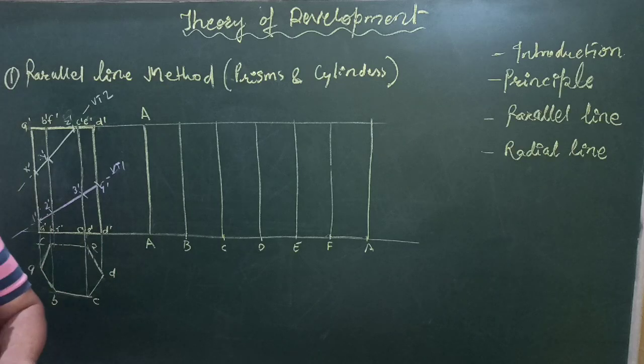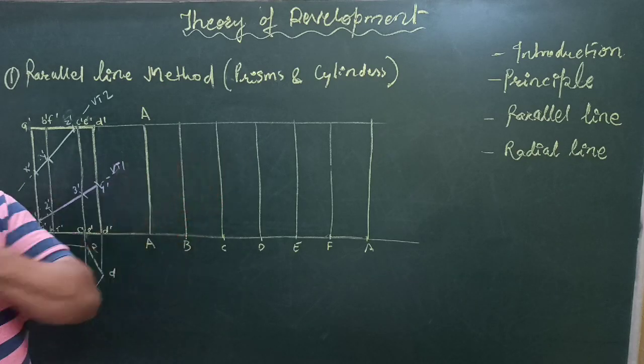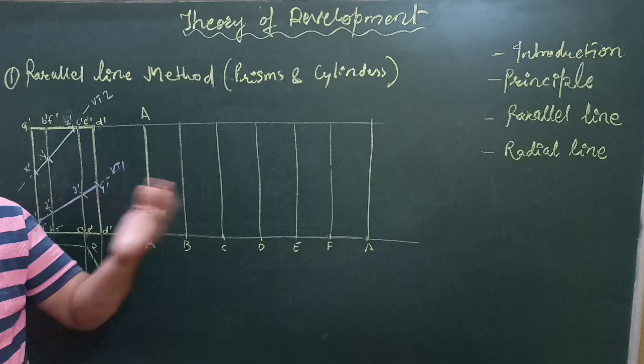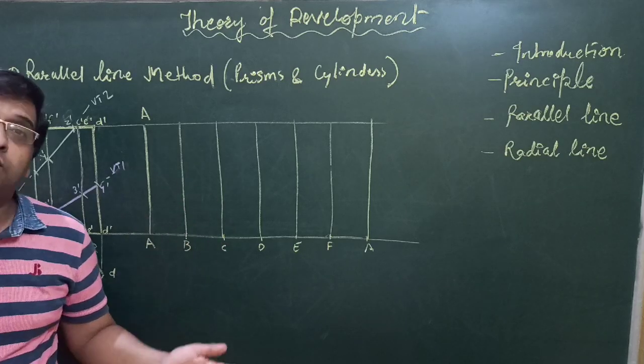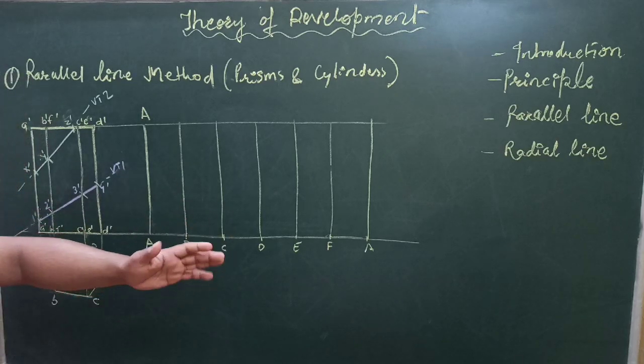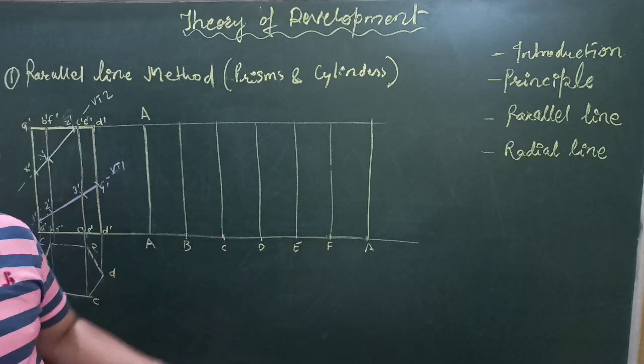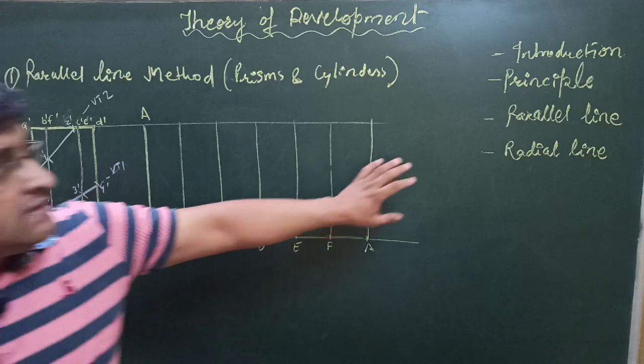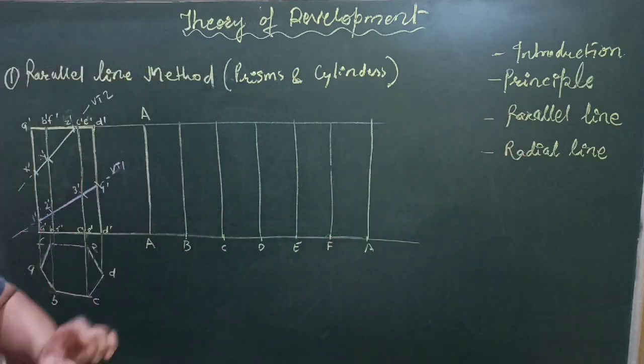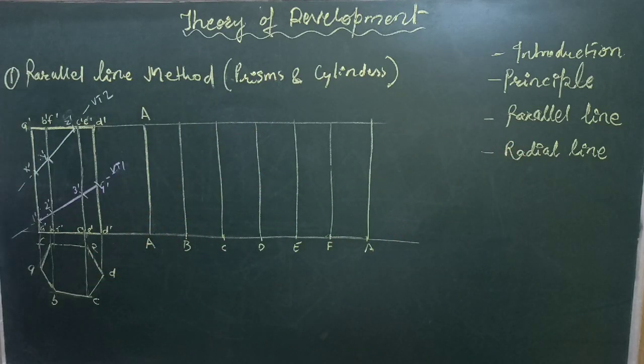Now there are a few methods for development. Number 1, parallel line method, second, radial line method, and sectorial method for spheres also. But we will not talk about the sectorial or zone method for spheres, because for our syllabus these two are the important ones. So let us start with the parallel line method.